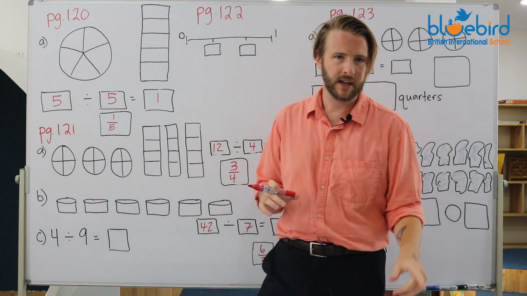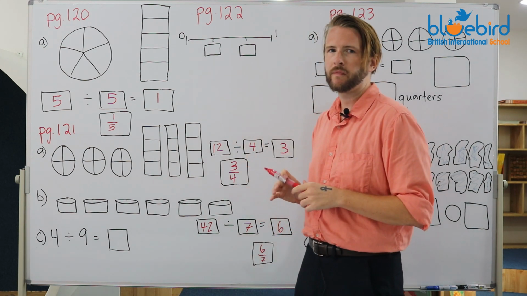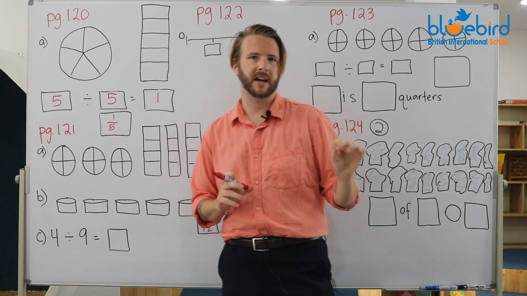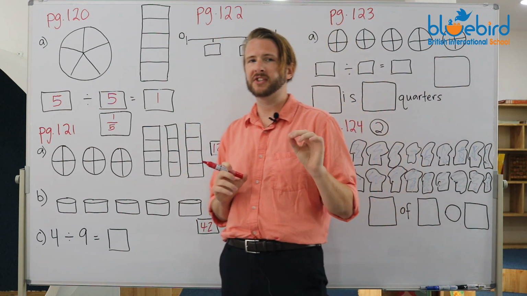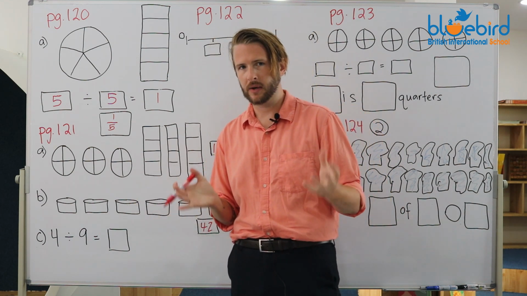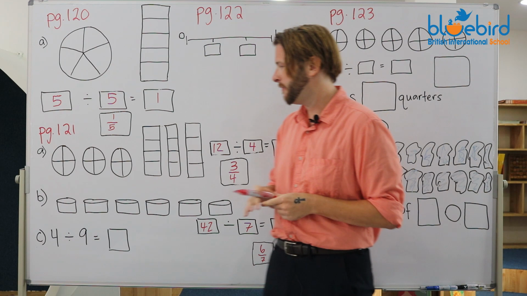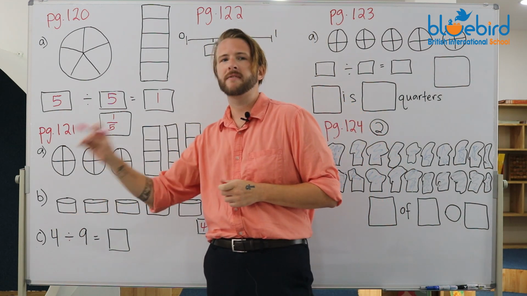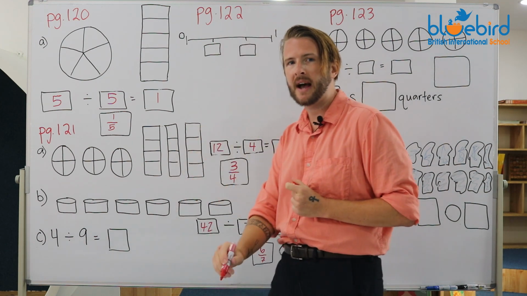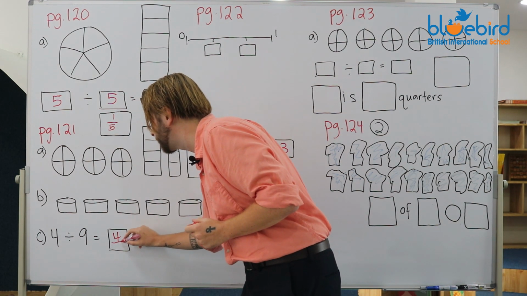Now let's look at letter C and D on the bottom of the page. This is where they're trying to trick you. 4 divided by 9. Now we know sometimes we can make fractions simpler, like we talked about last week. 3 divided by 9, we know we can turn into 1/3. 4 divided by 9, they have no numbers that they can both be divided by. So 4 divided by 9 is simply going to be 4/9.